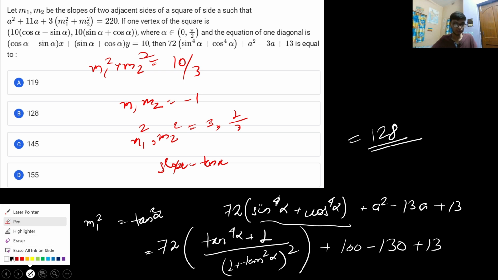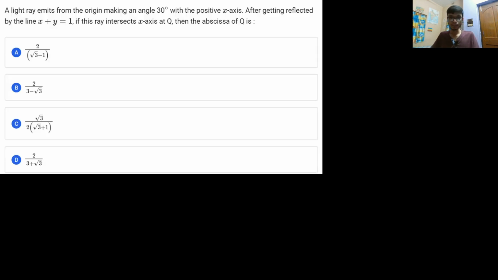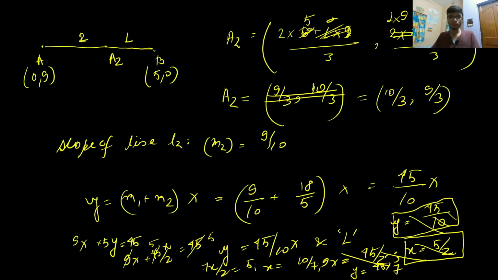So I hope this solution was clear. All right, so option number D is the right answer to this problem. This is a very important problem. I will star mark this problem because many students, looking over the data of this problem, will skip it at first. So this is a very important problem that I would require all of you to give an eye on.